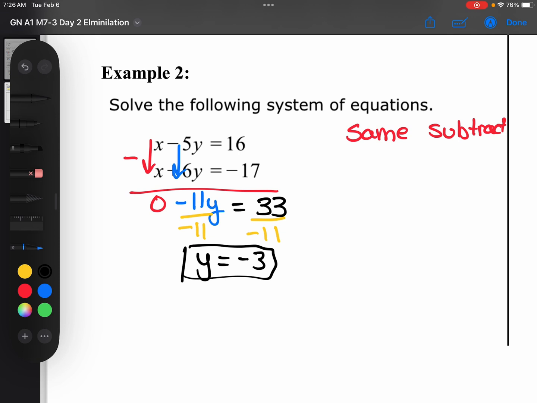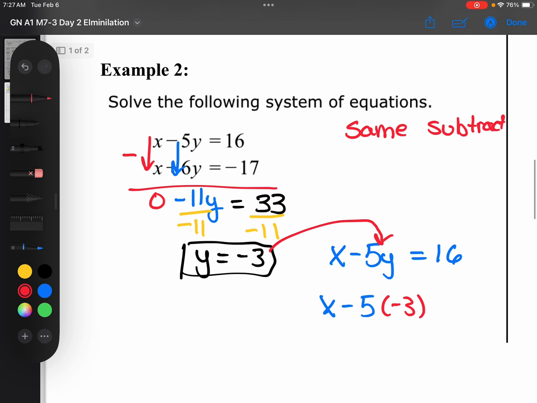You're not done just yet because you need to plug it back in. It's up to you what you want to plug it into. I'm going to plug it into the top one, okay? So I'm going to rewrite the top equation. x minus 5y is equal to 16. And we are going to substitute in a negative 3 for y. So I'm going to replace it out. So we're going to get x minus 5 times negative 3 is equal to 16.